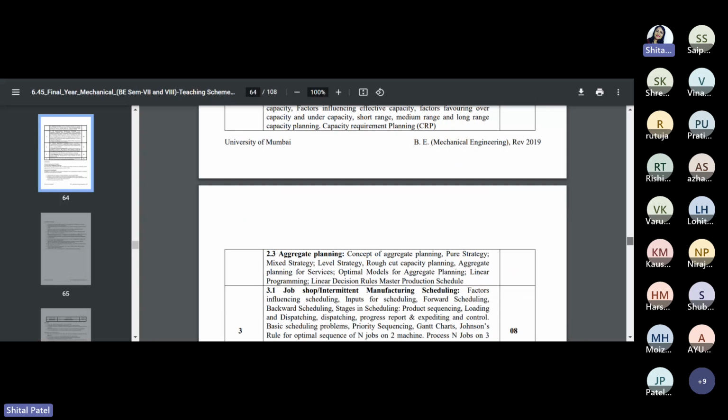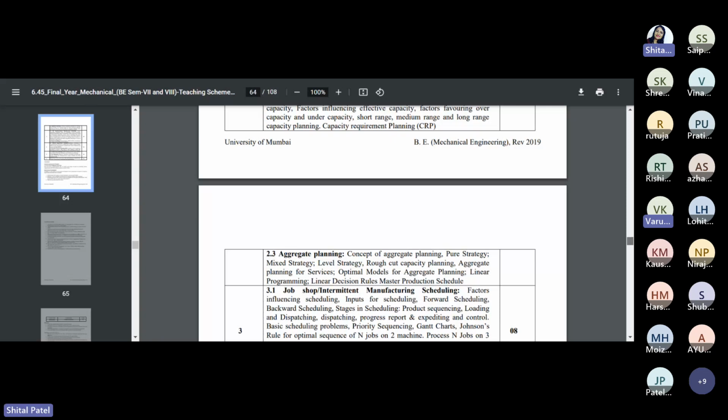So rarely is a theoretical question asked from this module. Most of the time it is numerical only. Yes, of course, the very, very important short note or theory asked from this particular module is the Gantt chart.